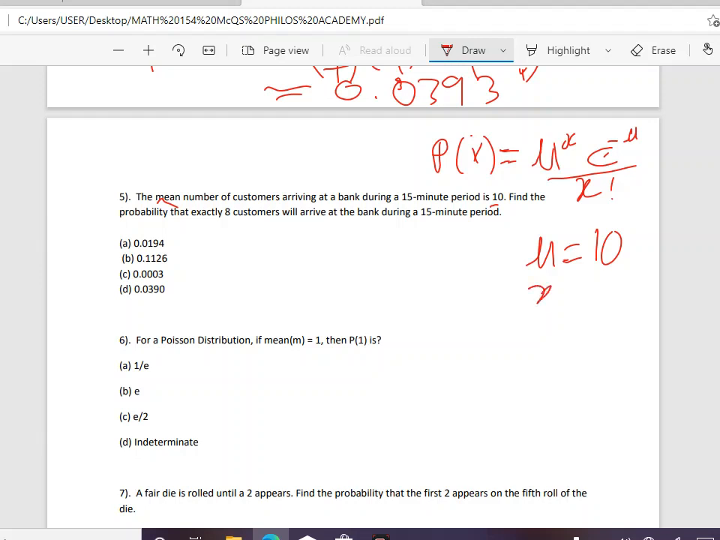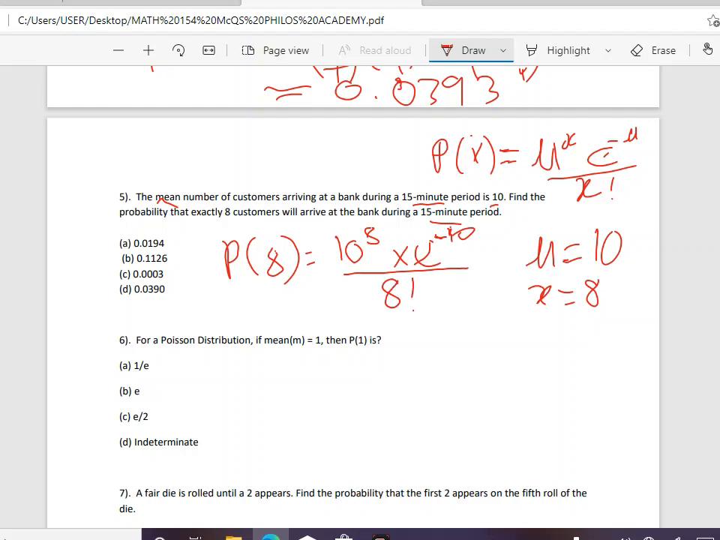Find the probability that exactly 8 customers will arrive during a 15-minute period. So our x is going to be 8. It is the same time, 15 minutes, so the mean will not change. So the probability that exactly 8 customers will arrive will be mu exponent x, that is 10 exponent 8, times e exponent negative mu, that's negative 10, all divided by 8 factorial.